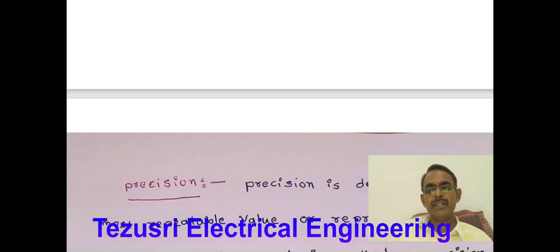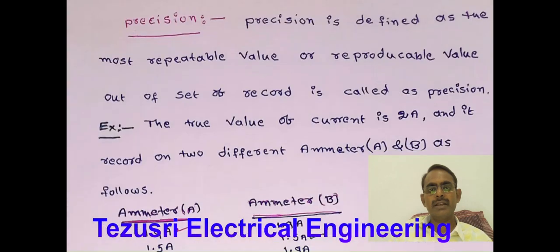Next, an important static characteristic is precision. Precision is defined as the most repeatable or reproducible value out of a set of records.